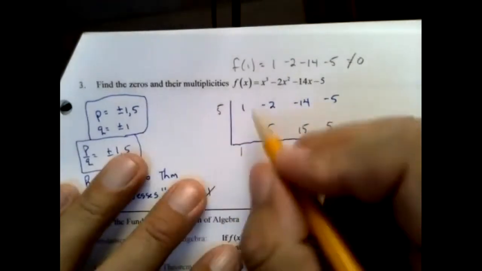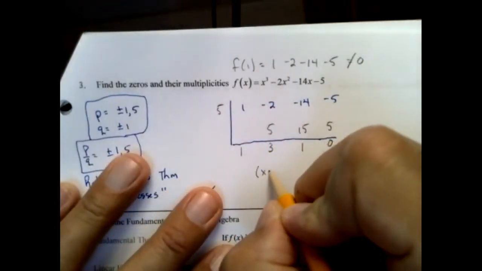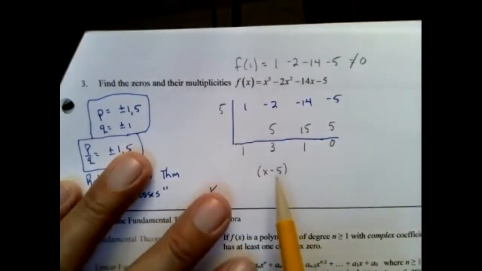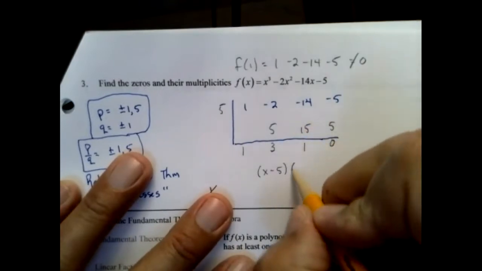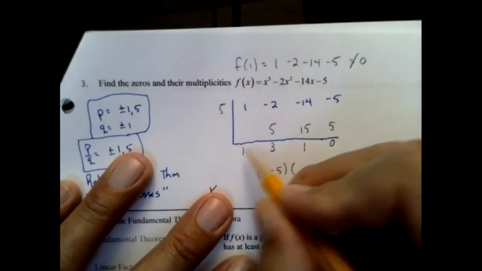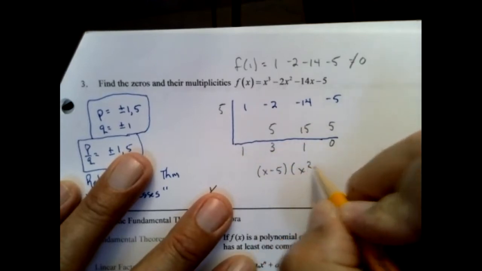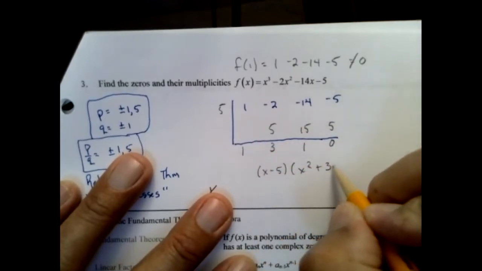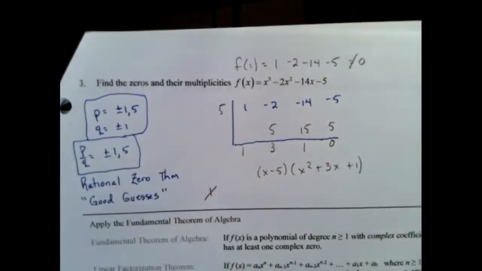So this now says 5 is a factor. My C is 5, so it's x minus 5. And then this becomes no remainder, a 1, a 3x, and an x squared: x squared plus 3x plus 1. Very nice. So there's going to be 2 more zeros.